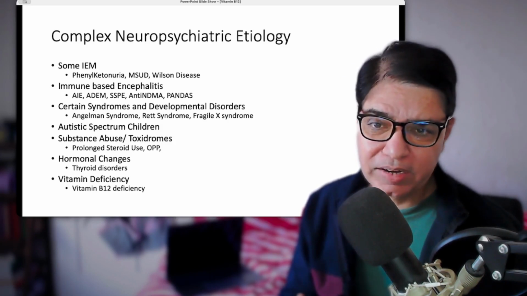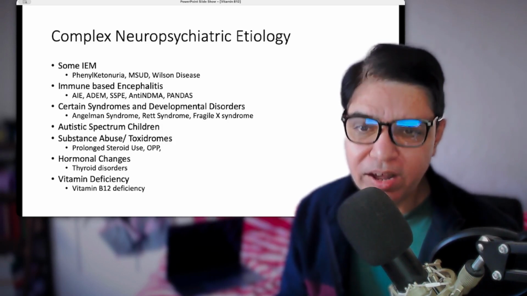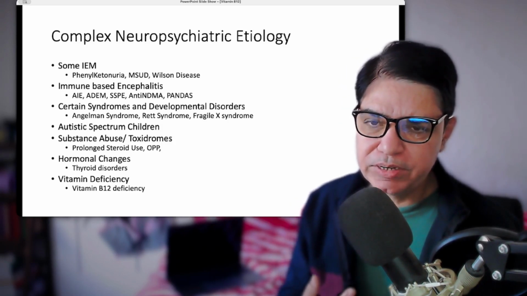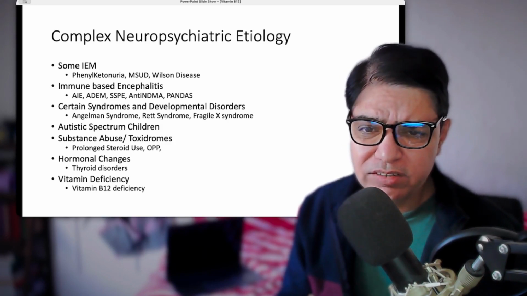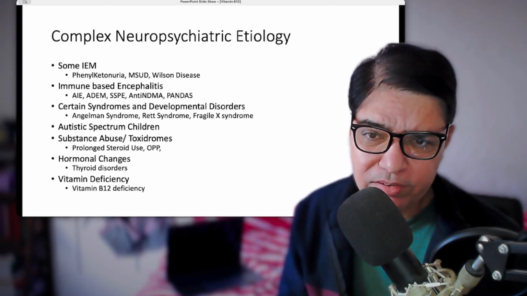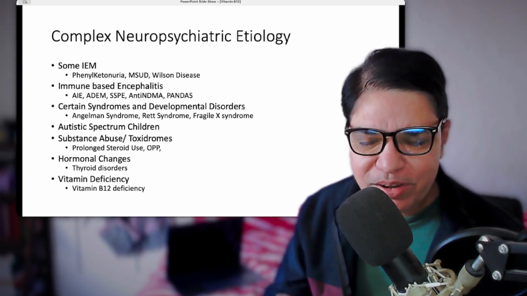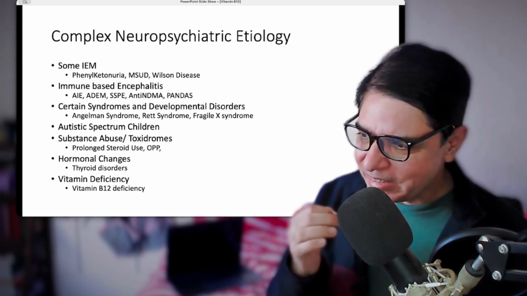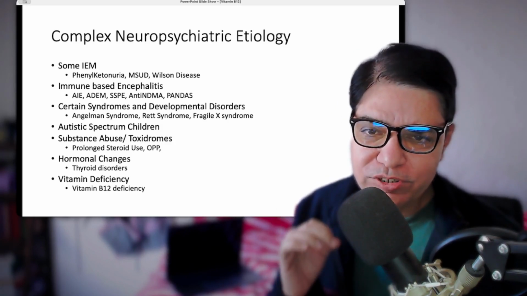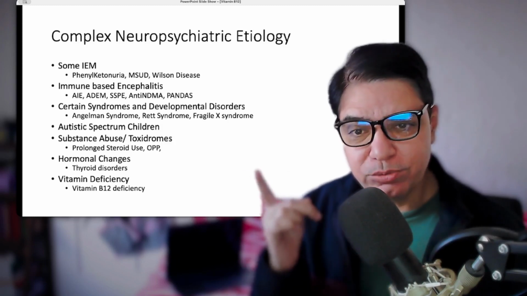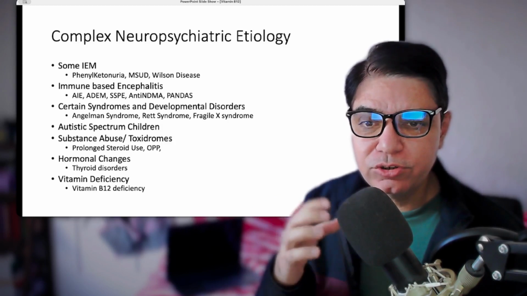Some of the categories of immune-based encephalitis I will explain to you are autoimmune encephalitis, acute disseminated encephalomyelitis, subacute sclerosing panencephalitis, anti-NMDA receptor encephalitis, and PANDAS. PANDAS is pediatric autoimmune neuropsychiatric disorders secondary to streptococcal infections. That's a big name, but in simple words, just imagine a streptococcal sore throat leading to autoimmune encephalitis, with neuropsychiatric symptomatology.